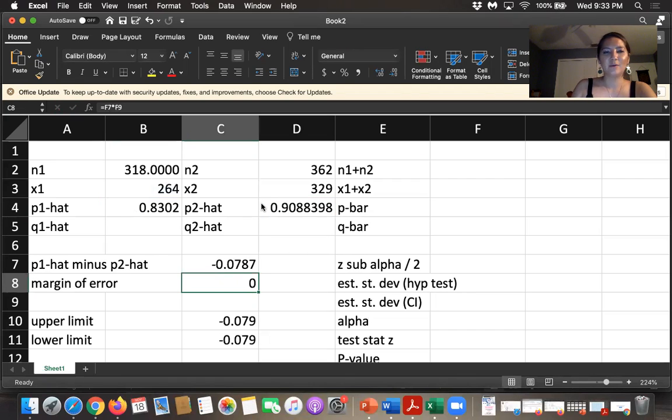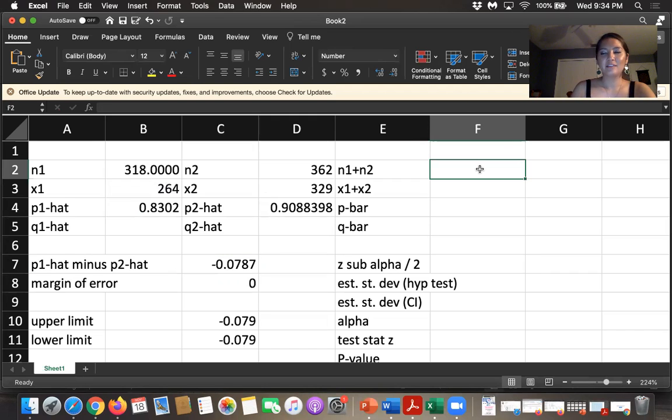Okay, so I need P1 hat minus P2 hat for my formula for the test statistic. We also need that estimate of the standard deviation that's in the denominator for our test statistic Z. In order to find that, we need to compute P bar, which is that pooled sample proportion. This is making a larger sample out of the two samples that we have by combining their sample sizes and combining their successes. So we're saying rather than having 318 orders from one restaurant and 362 from another, let's just say how many orders do we have?